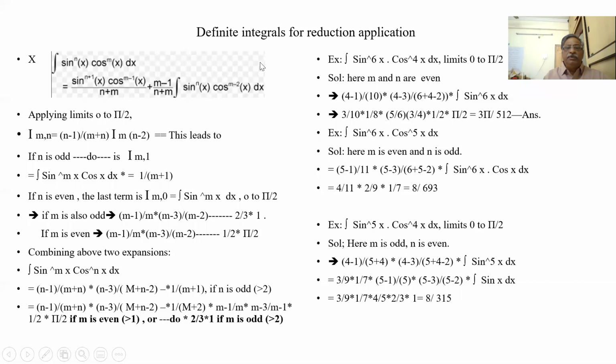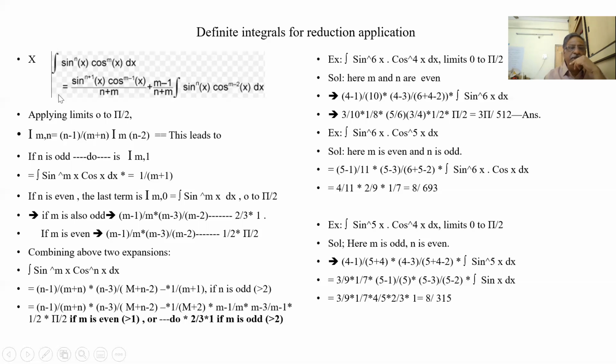Let us see another type of reduction formula: sine to the power of mx cos to the power of nx. You are given mx and nx, and this is the formula. Now we do it in generalized form. When I apply the limits 0 to pi by 2, this term becomes 0. So when I say I m n, m means sine to the power of mx. Here it is sine to the power of nx, but in the formula it is sine to the power of mx cos to the power of nx, which we know. So this is cos to the power of m here, but I am taking n. So n minus 1 by m plus n, I m into n minus 2.